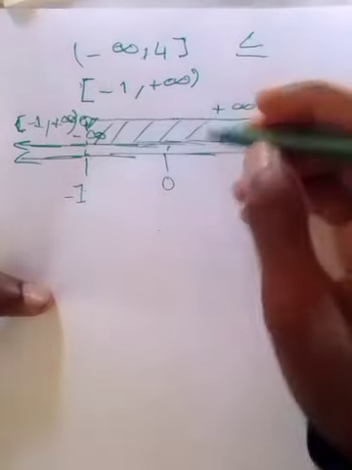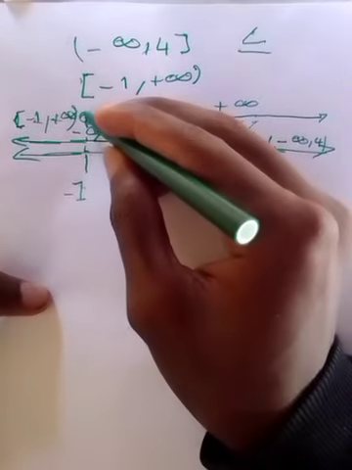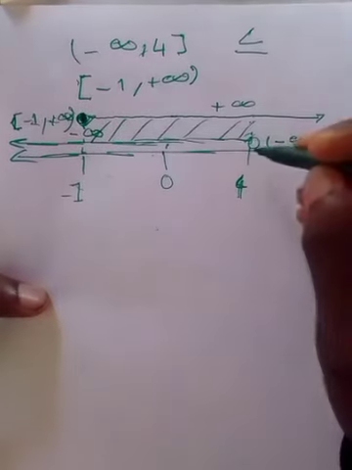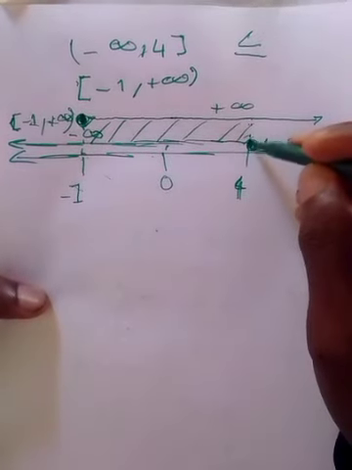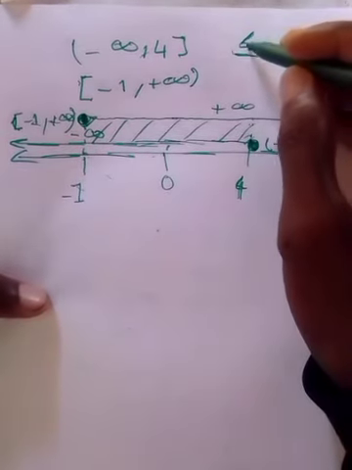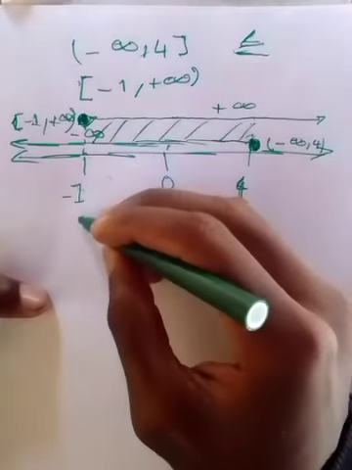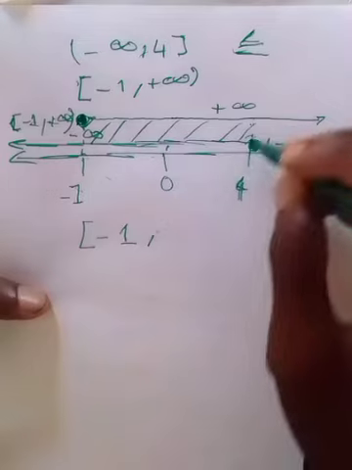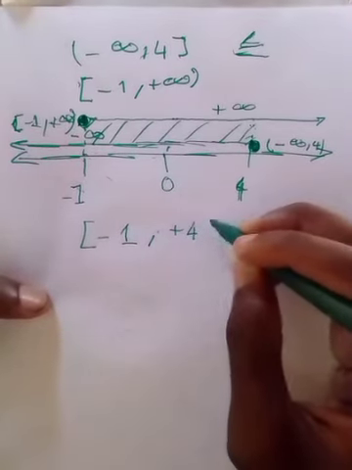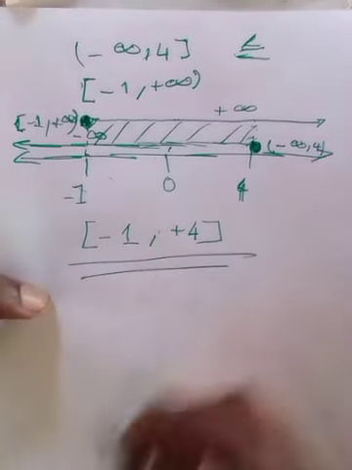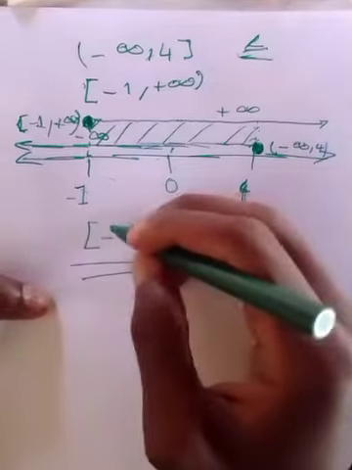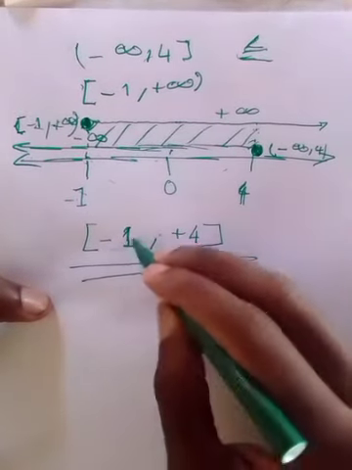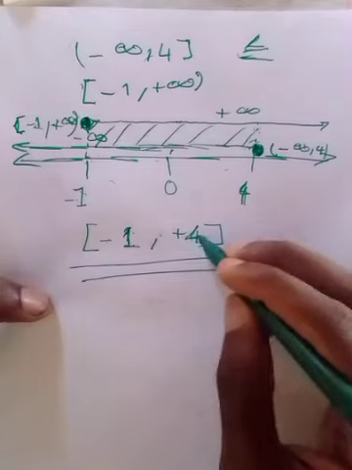The intersection is starting from, actually this should be shaded, even this should be shaded because there is an equal sign here. So it is starting at -1 up to +4. So now this is the final answer. The values of x are between this range. The values are from -1 to +4. You have found your final answer.